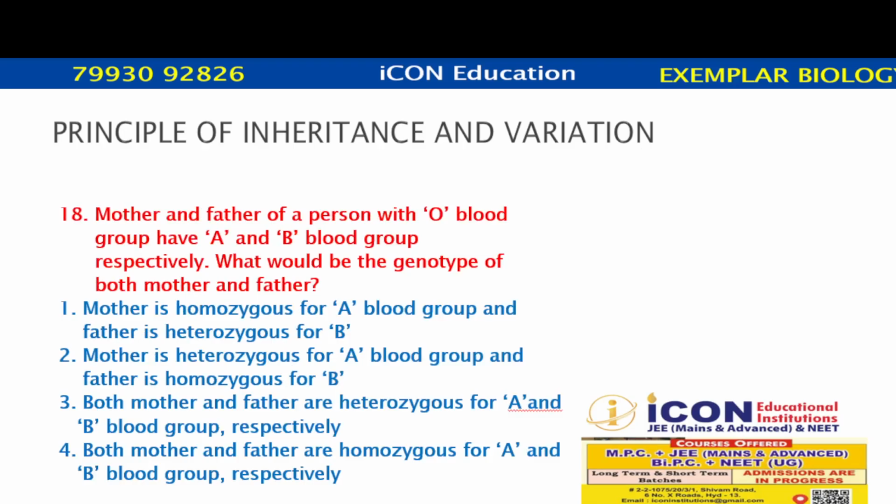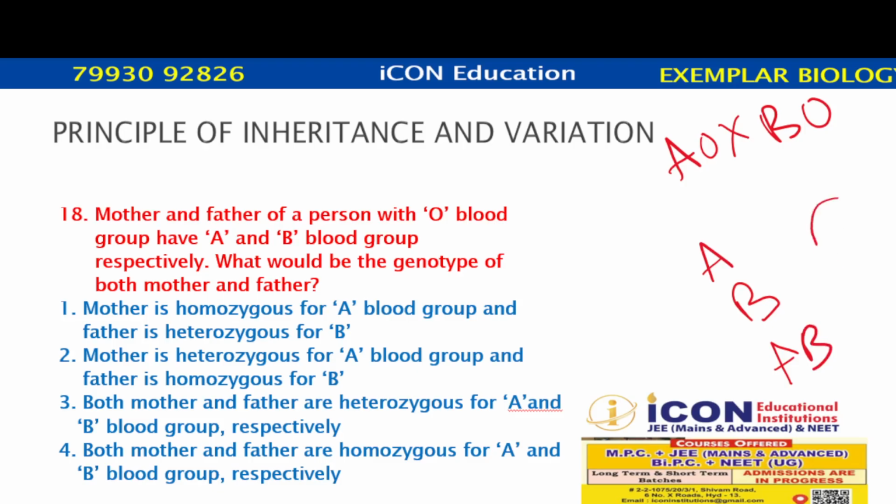Mother and father of a person with O blood group have A and B blood group respectively. What would be the genotype of both mother and father? In simple format we can say that mother and father should both be heterozygous only, to get A, B, AB, and an offspring with O will come here. In other terms we can show this in genotype in genes format. Let me show you, because that is even a 2024 NEET question, that I will show you in the genes format.